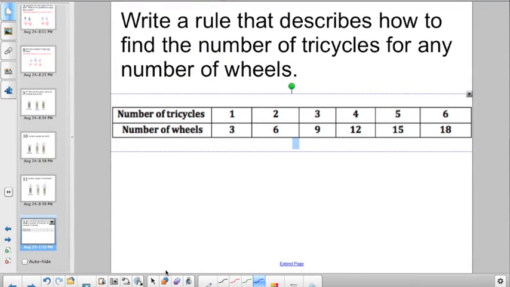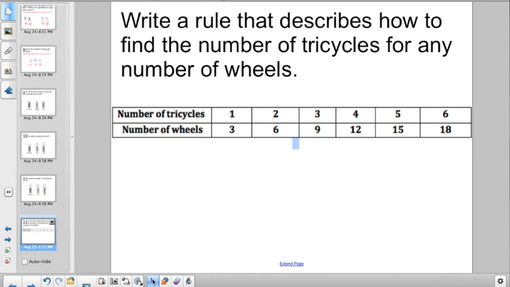Check out this one, and this is really, really important, and it's based on a question you're going to have today. And if anybody raises their hand and wants help, I'm simply going to say you better get your iPad out and watch that part of the lesson again. Here they are asking, write a rule that describes how to find the number of tricycles for any number of wheels. We're going to have problems like this for about a month.